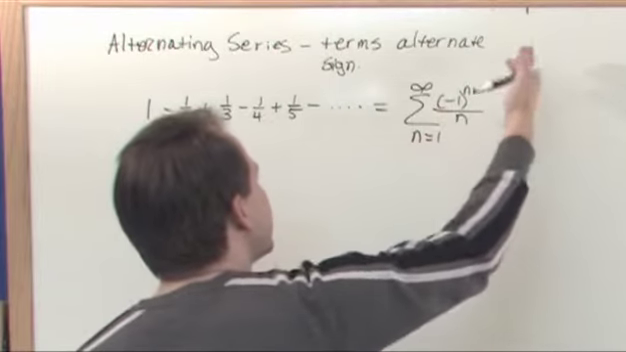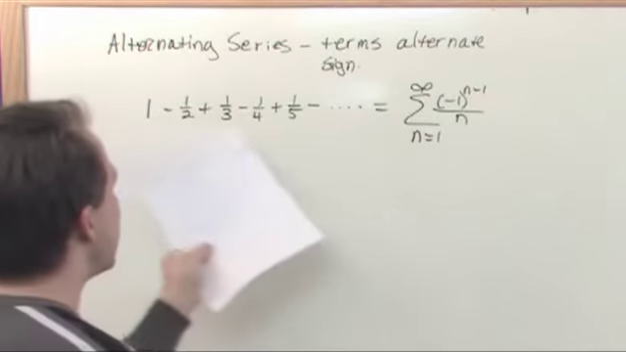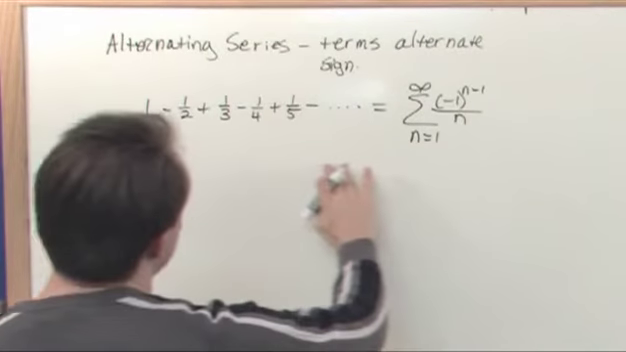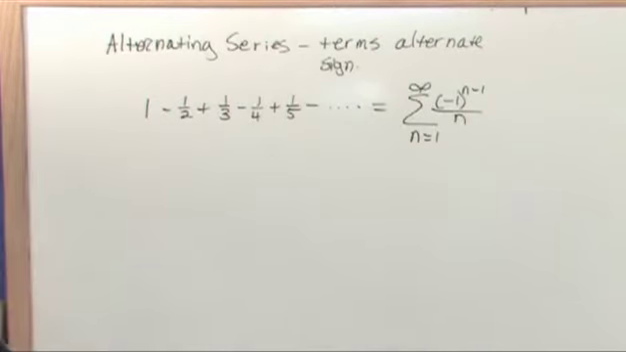So this negative 1 raised to the power of something just makes the sign alternate, and then the n on the bottom is just a number. This is the general form of an alternating series. Alternating series just means the sign alternates.